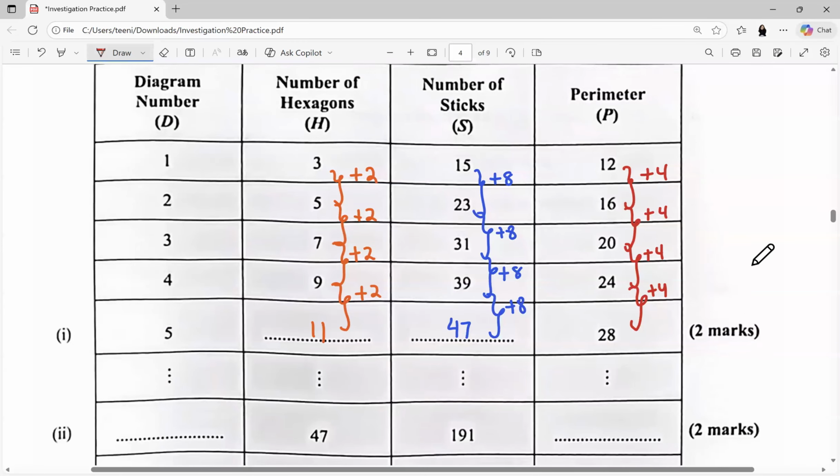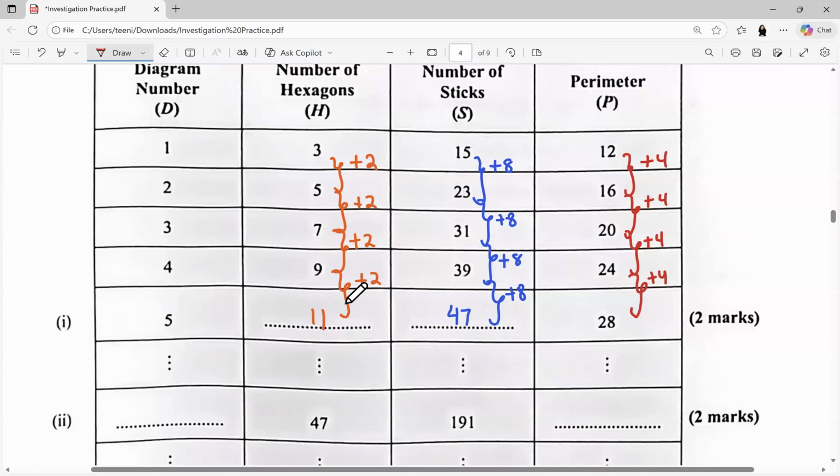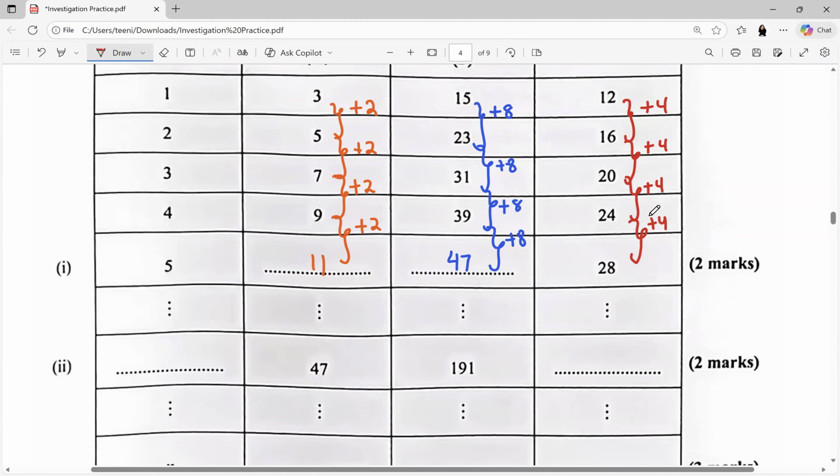All right. So the common difference with the number of hexagons is 2. You keep adding 2 each time. The number of sticks, the common difference is 8 because you keep adding 8 each time. And then with the perimeter, the common difference is 4 because you keep adding 4 each time.